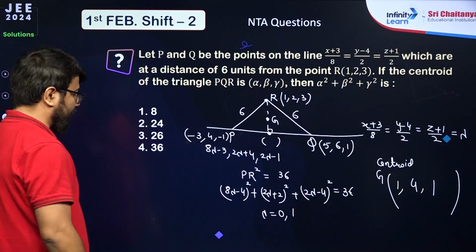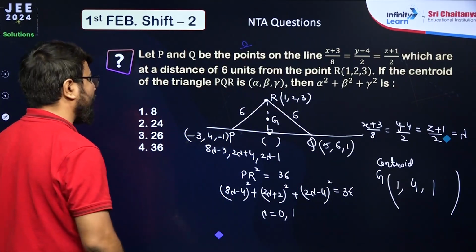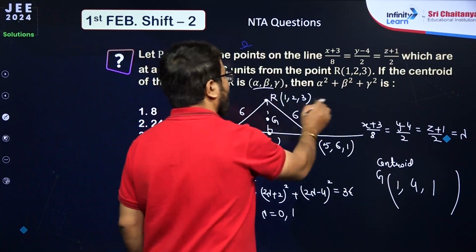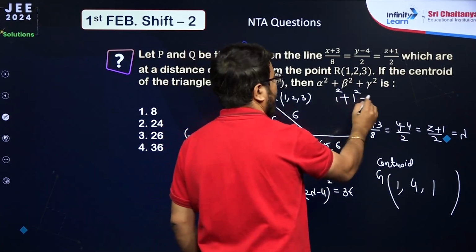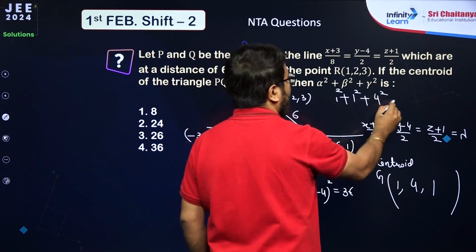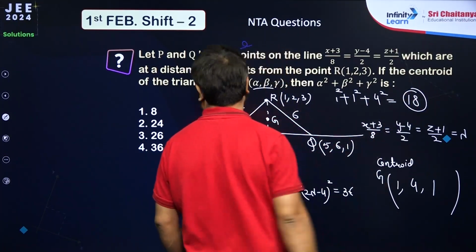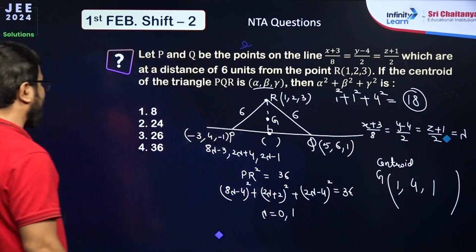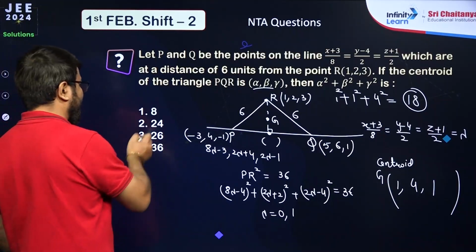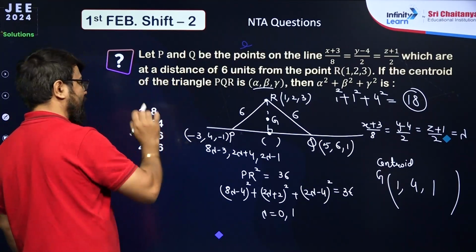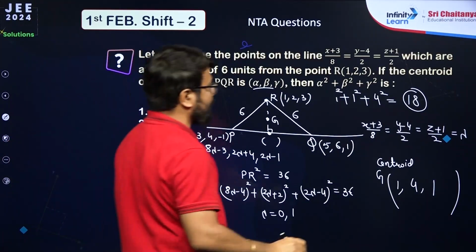I hope you are able to understand this. Since we are getting 1, 4, 1, so we want to get alpha square plus beta square plus gamma square. Okay, so that will become 18 over here. Now, is there any option with 18? I think the first option should have 18. If there is no 18, then it is bonus. Else, 18 is the final answer. Alright?